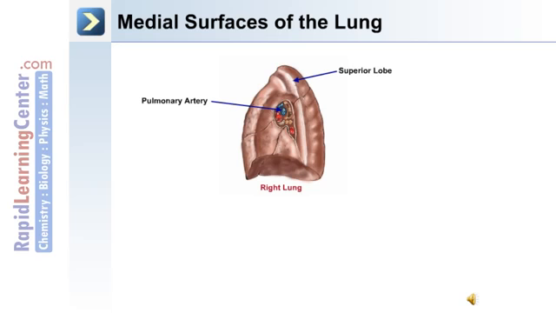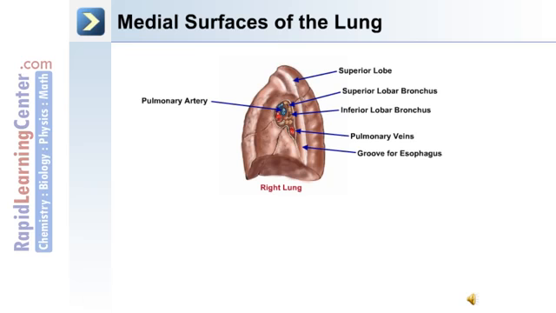In this medial view of the lungs, you can see the pulmonary artery as well as the pulmonary veins, the superior lobar bronchus and the inferior lobar bronchus. There is also a groove for the esophagus.